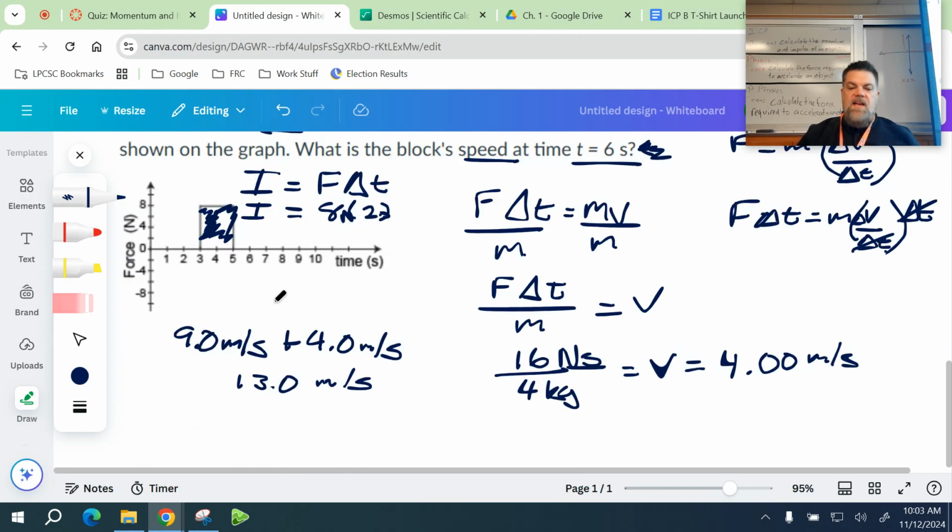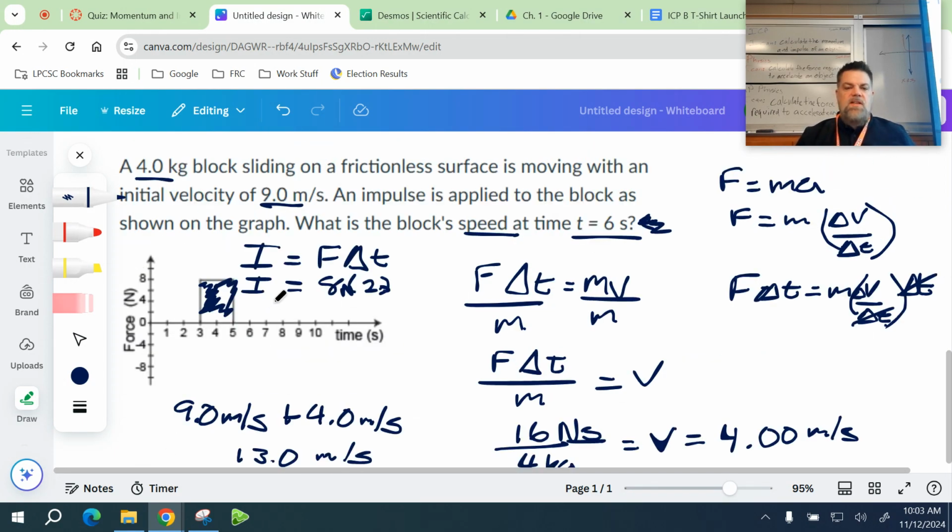And so it's kind of hard based on this, but imagine something moving at 9 meters per second and then something coming along with a velocity of 4 meters per second and colliding into that. Well, if it collided into it for 2 seconds, the impulse would be 16 Newton seconds, and that would increase the velocity by 4. So your 9 plus 4 gives you the 13. So this is technically the answer. I don't know if that made sense to you guys or not.